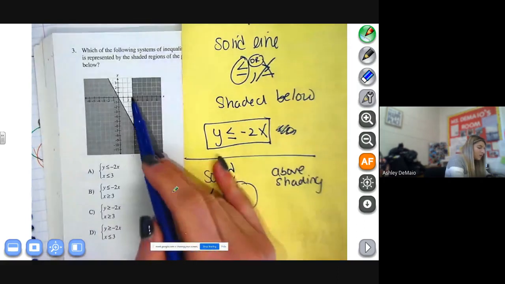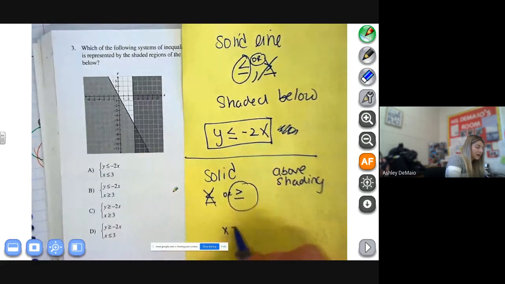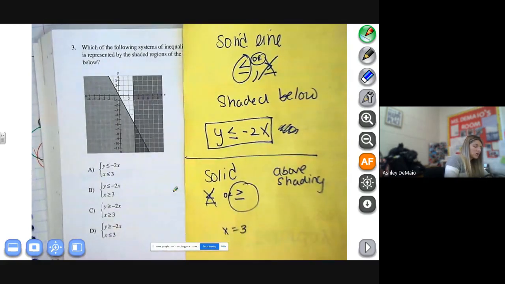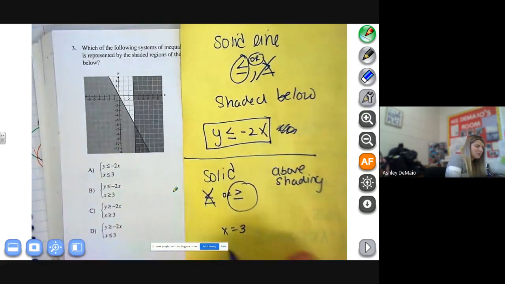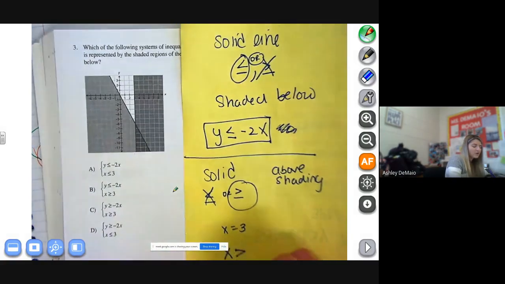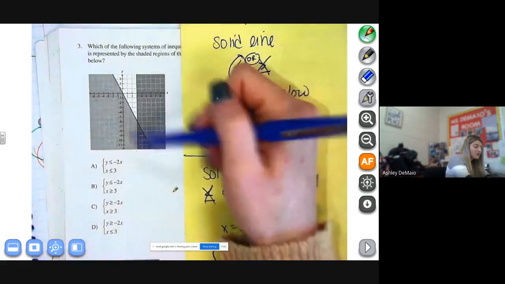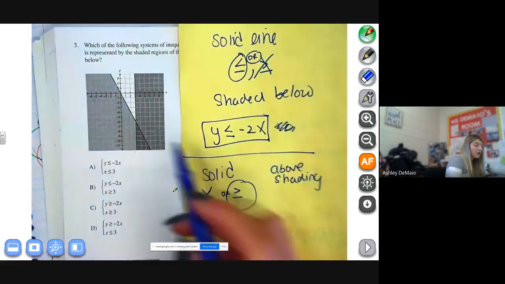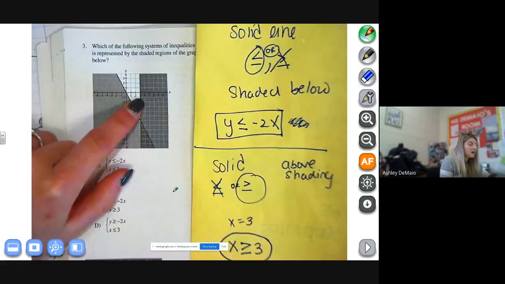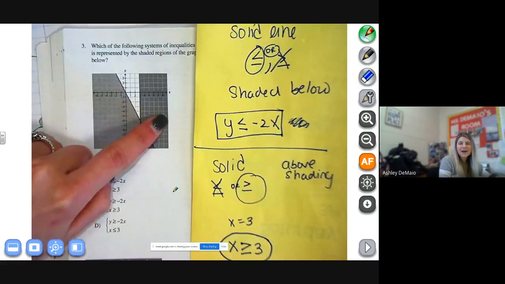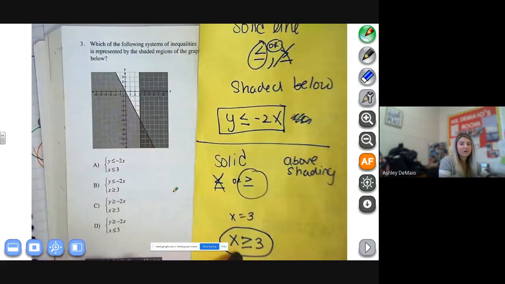And if you look, in order to write this equation, our line goes right through x equals 3. Okay, so it's either x equals 3 or anything above x is shaded. So we would write that as x is greater than or equal to 3. That would be the equation for this inequality over here, because if you look, our equation is x equals 3, and then it's shaded above any x equals 3. So any x that's above 3 is going to be shaded. So again, x is greater than or equal to 3.